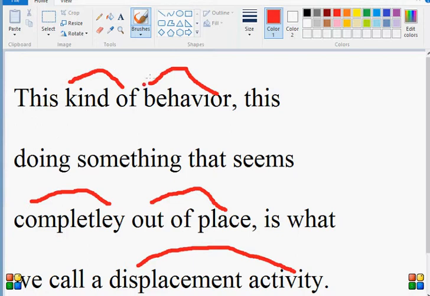This kind of behavior, this doing something that seems completely out of place, is what we call a displacement activity. And as you see, there's a rise and fall on the most important points. The lecturer is trying to emphasize that she's dealing with a type of behavior and that the behavior is out of place. Now, displacement activity is a very important term in the lecture, but there's a rise and fall on it for another reason as well.